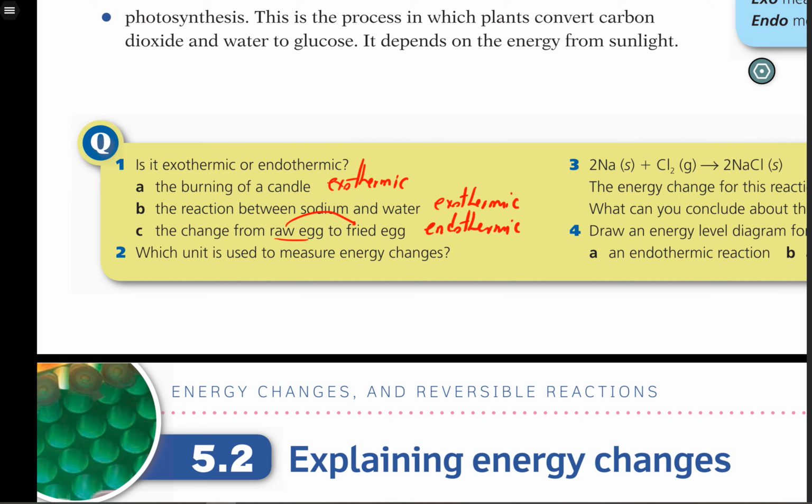Question number 2. Which unit is used to measure the energy changes? The unit of energy is joule, but usually we measure the energy change for a chemical reaction in kilojoules. And as I have told you, we measure the energy change for 1 mole of substance. So the energy change is in the unit of kilojoule per mole.